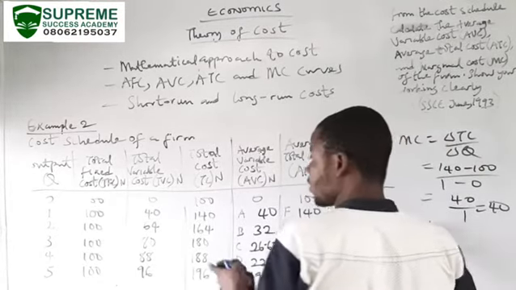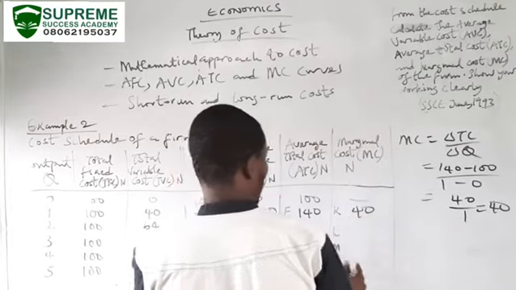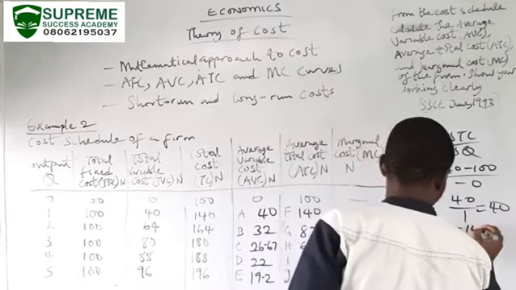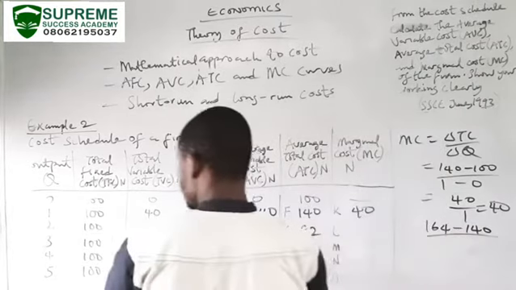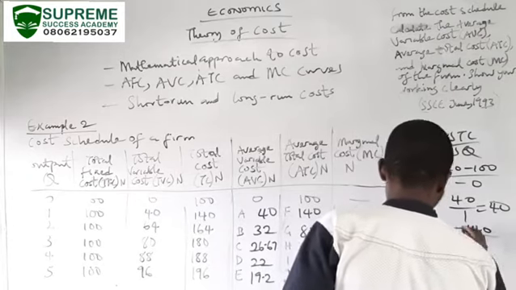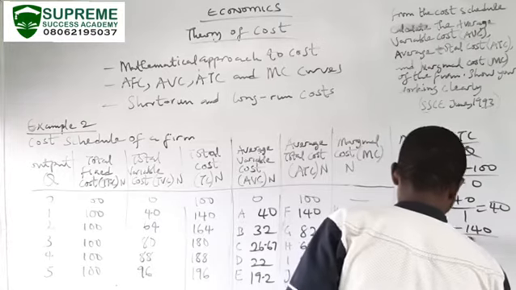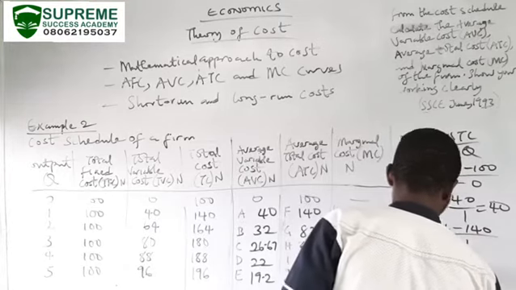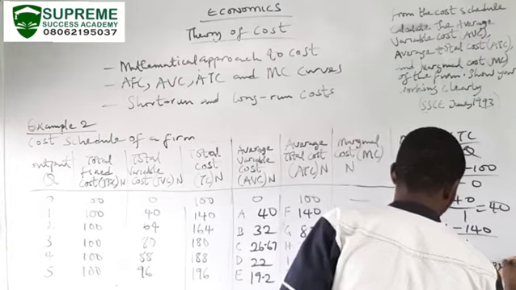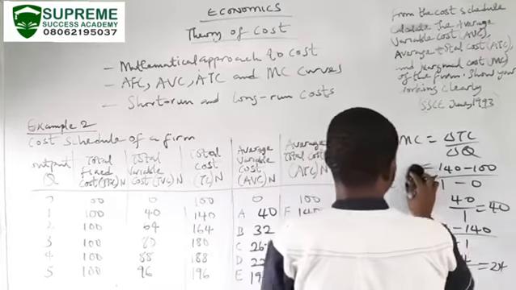So for the second one, we have the total cost for output 2, which is 164. Then 164 minus 140, divided by 2 minus 1. 2 minus 1 equals 1, and 164 minus 140 should give us 24. 24 divided by 1 will still give us 24. So this is 24.